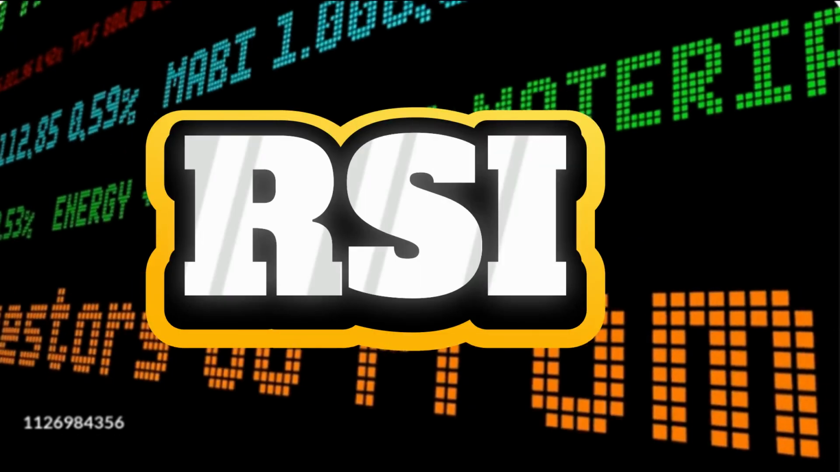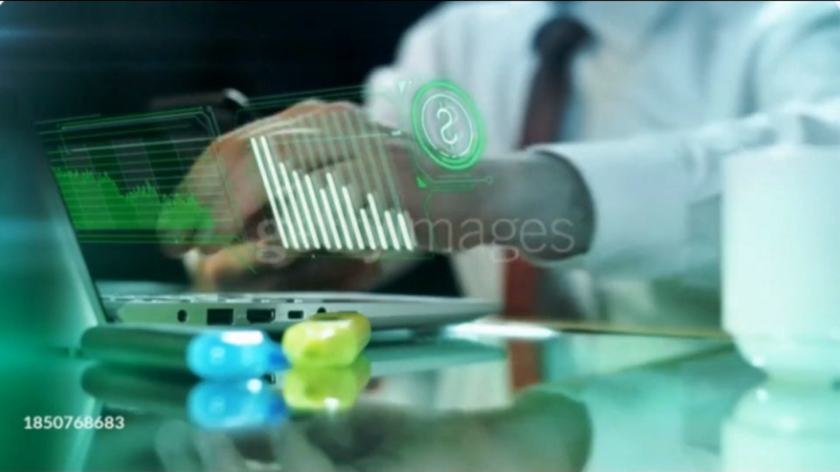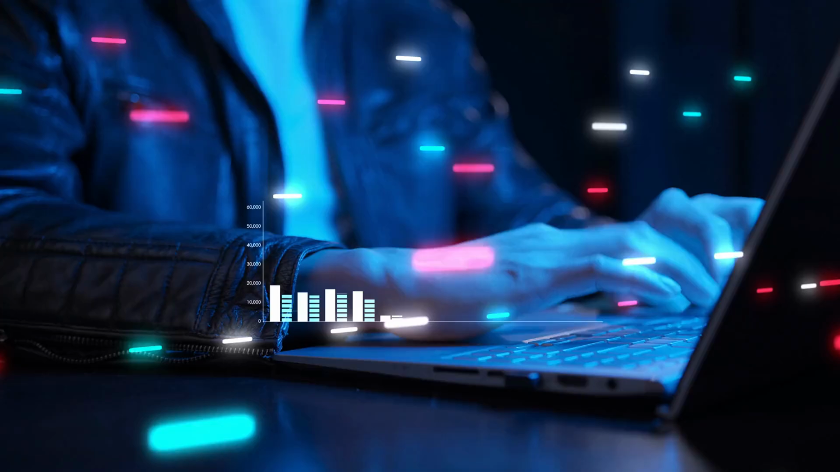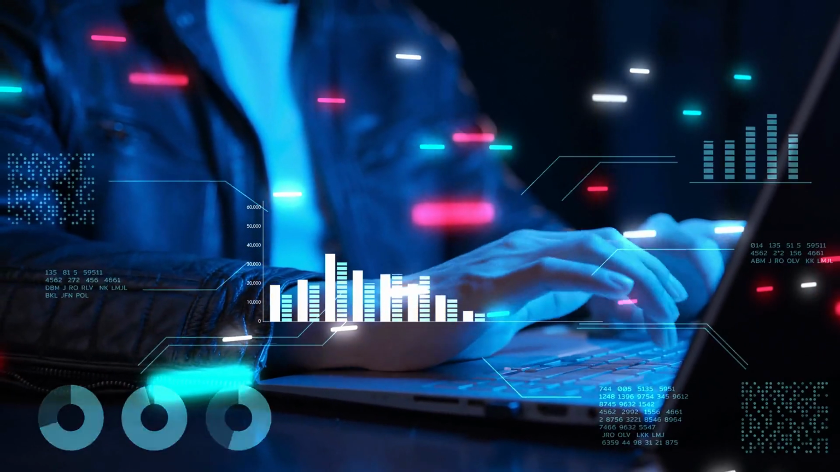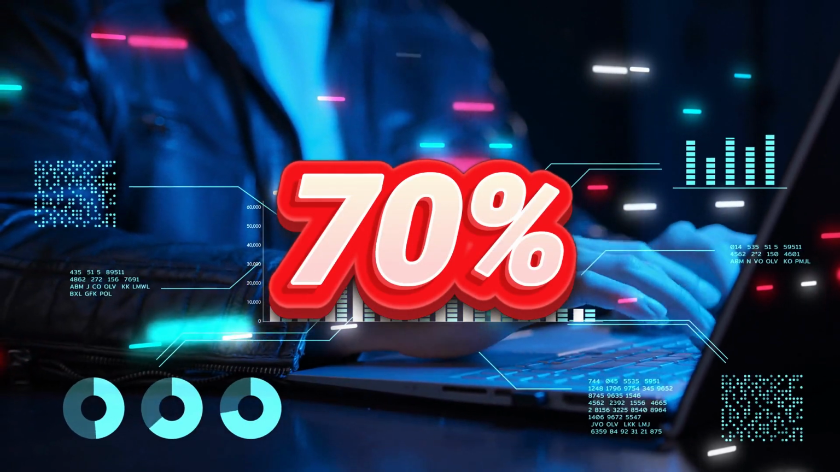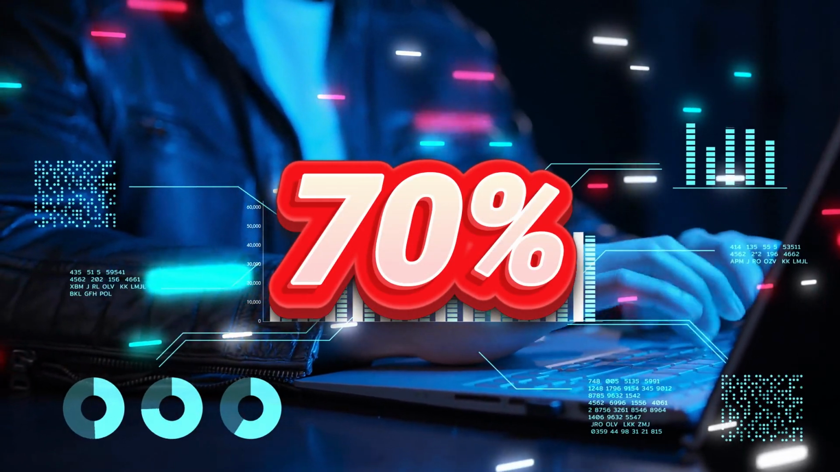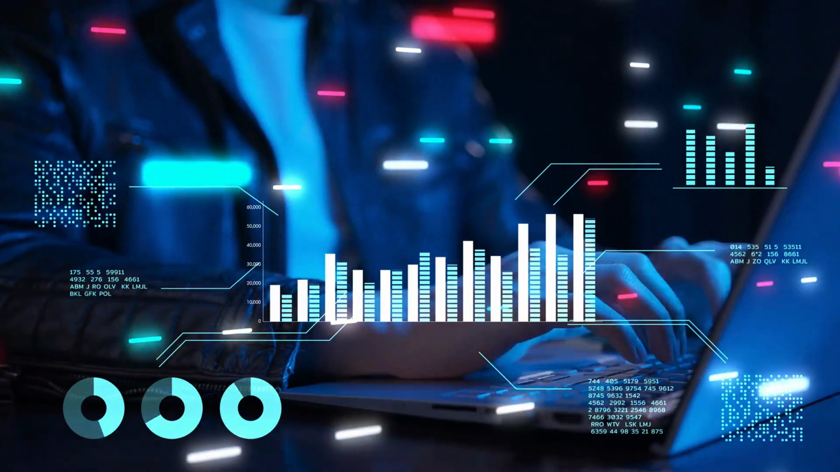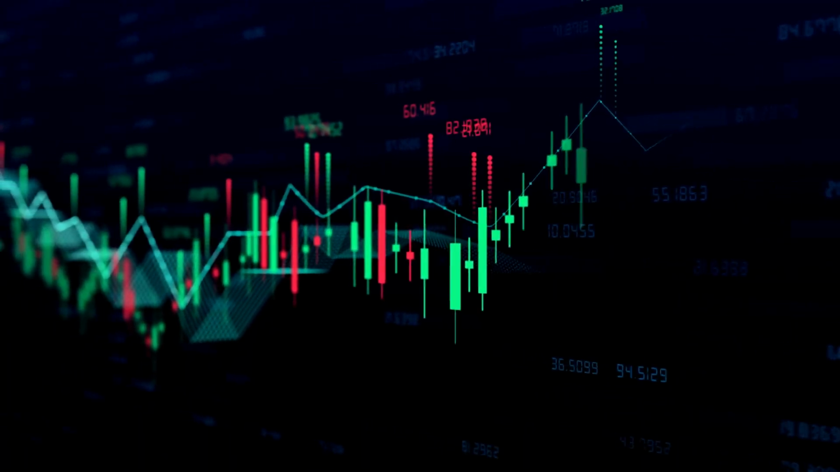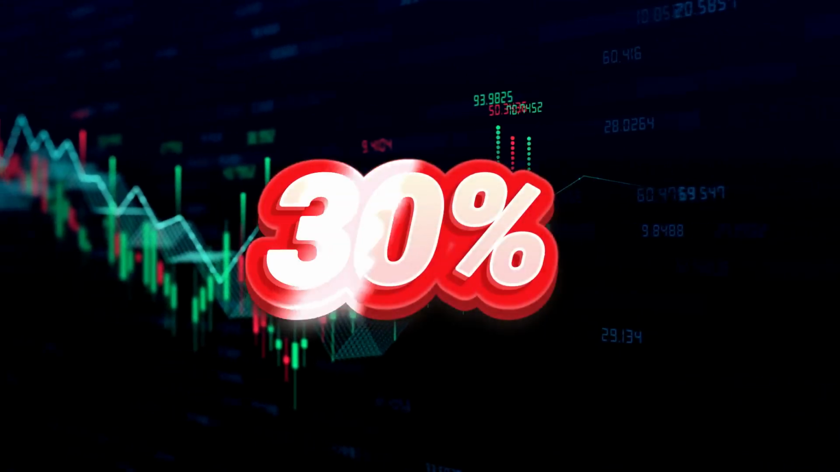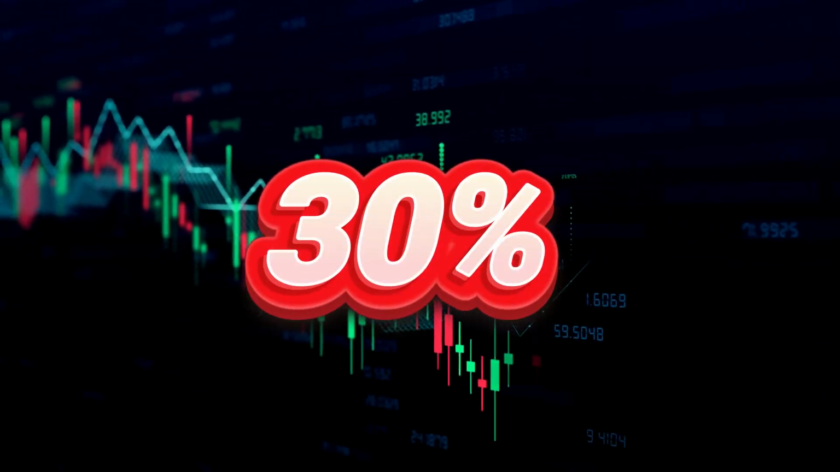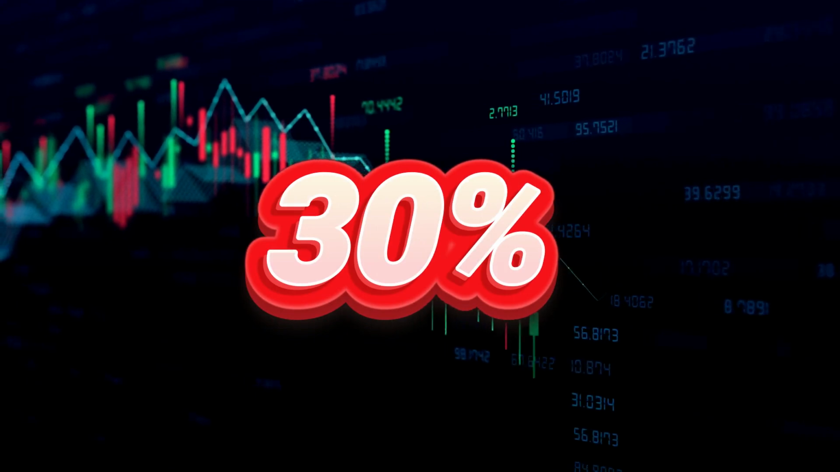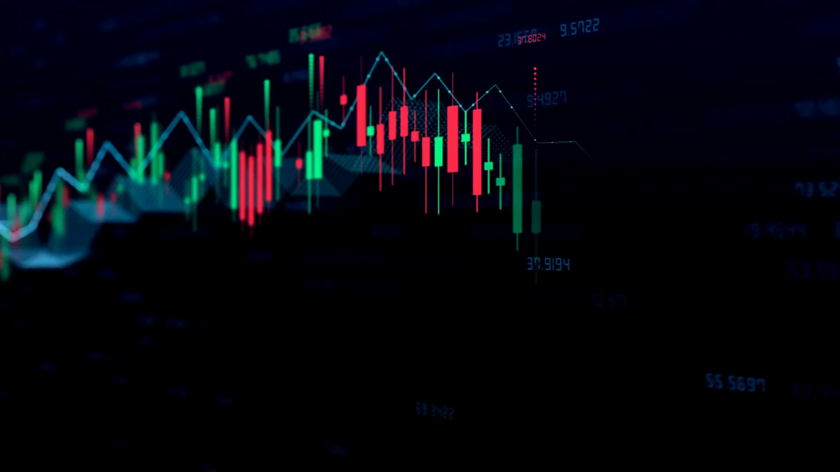The RSI is plotted on a scale from 0 to 100. When the RSI goes above 70, the market is considered overbought, meaning the price may have risen too far, too fast, and could be due for a pullback. When the RSI drops below 30, the market is considered oversold, which could signal a potential bounce.